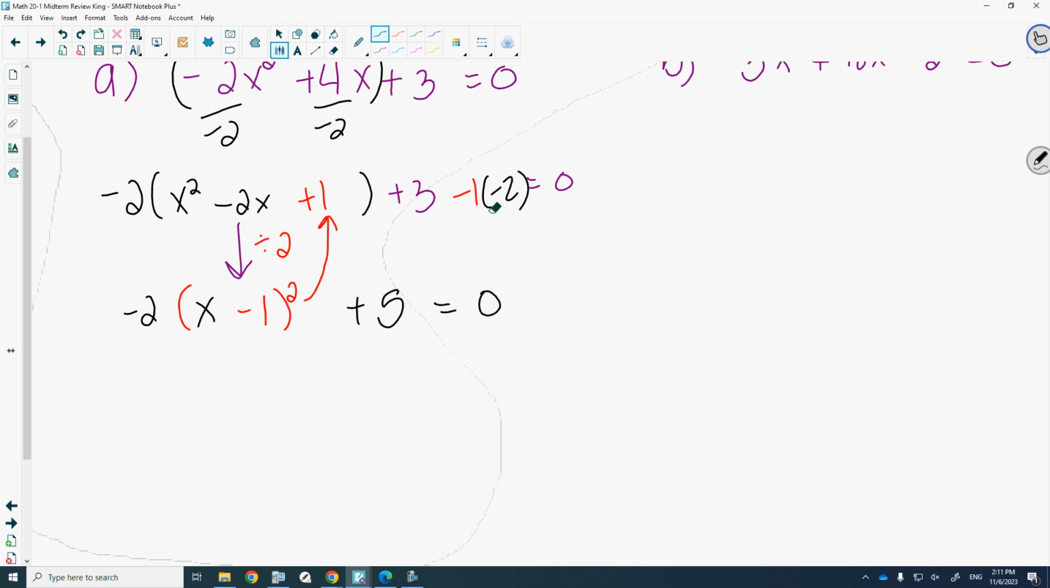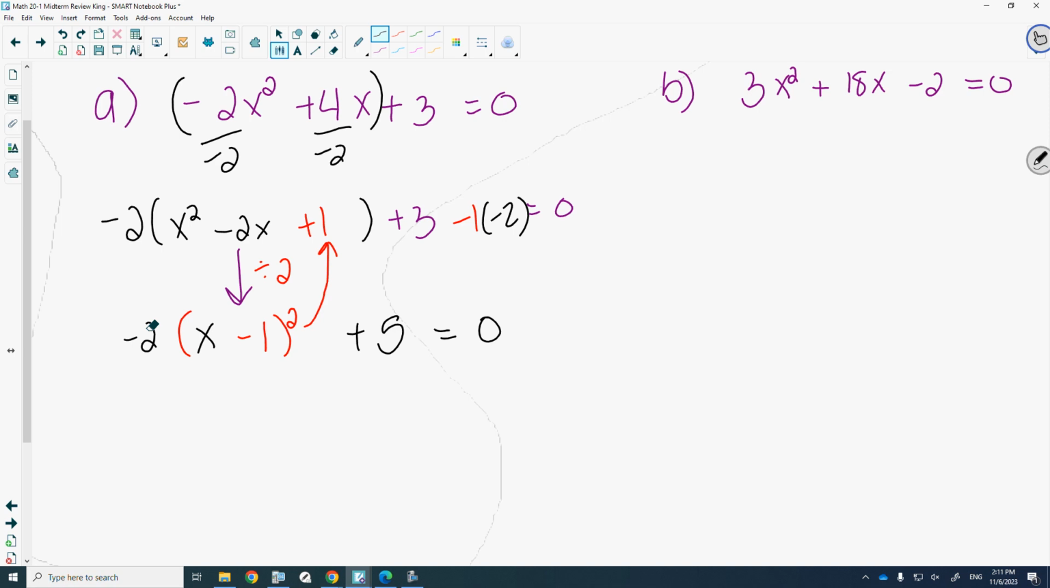Right now, I'm essentially in vertex form, right? My a value is negative 2. This quadratic is going to open down. I now know the vertex of this graph, though. The vertex of this graph is going to be at 1, comma 5. So I've got the vertex of this graph.